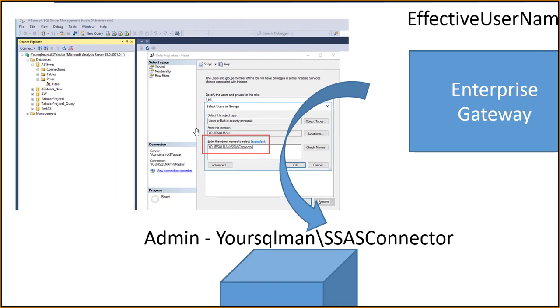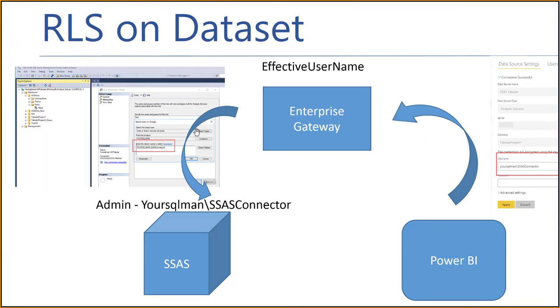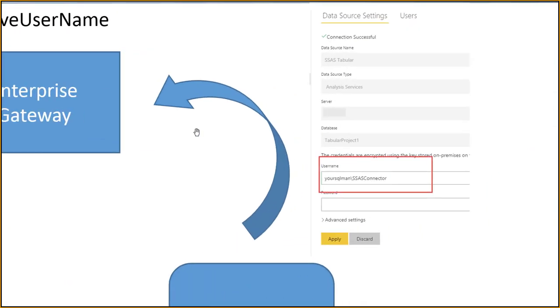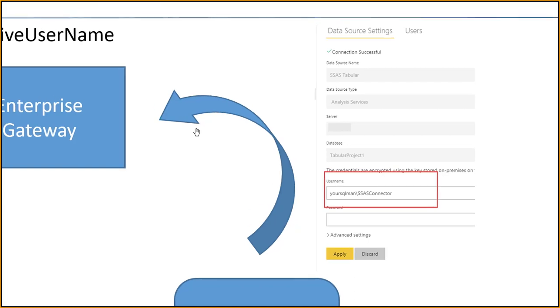And with that, you have a membership option. So with that, I have the domain called SQLman, and I just have the connector username called SSAS connector. So I just configured that. And once I have it, I do the same thing on the right side, where I configure on app.powerbi.com. When I go into my data source settings, I then configure the username with the credentials of the previous one, so with the SQLman account.